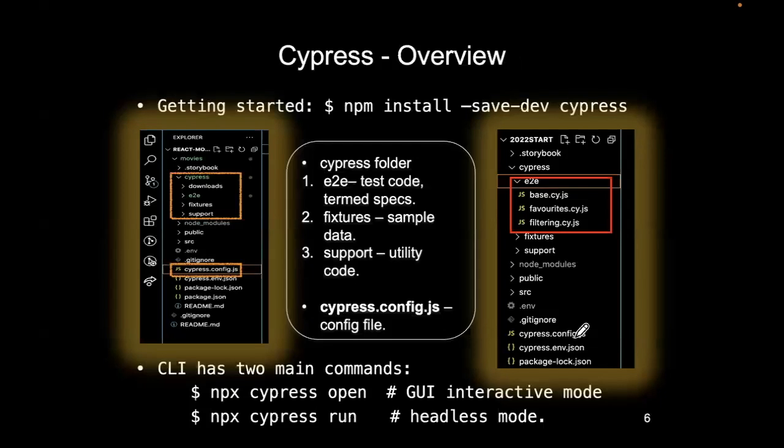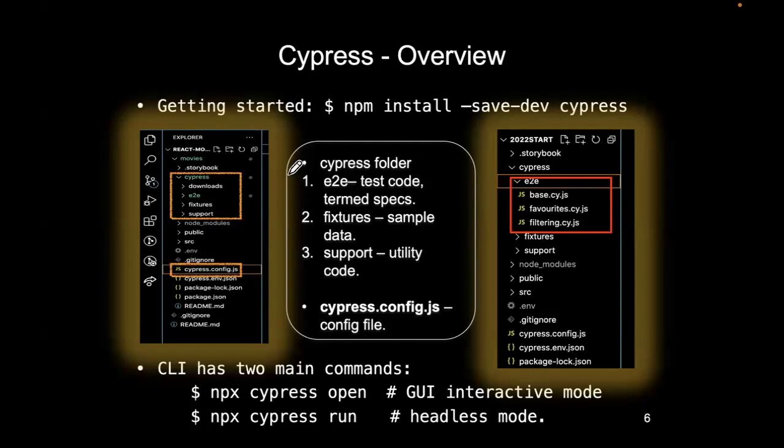Cypress comes in the form of an NPM package. So you just NPM install it. You essentially add it to your project, but it's a dev dependency rather than a runtime dependency. You don't need the Cypress framework to be around when you're actually running your application. It's only when you're running your test cases.